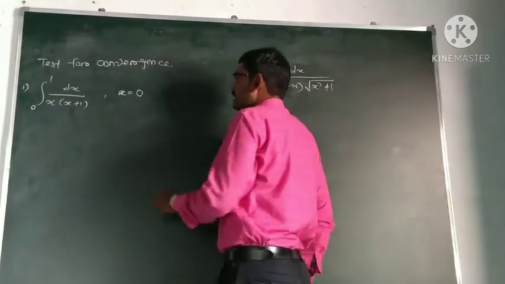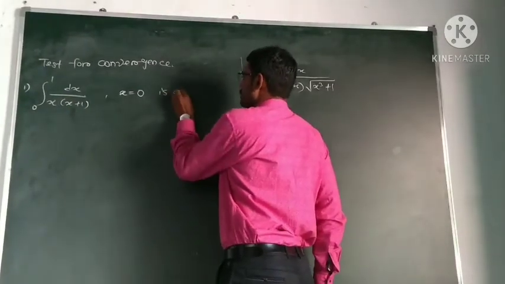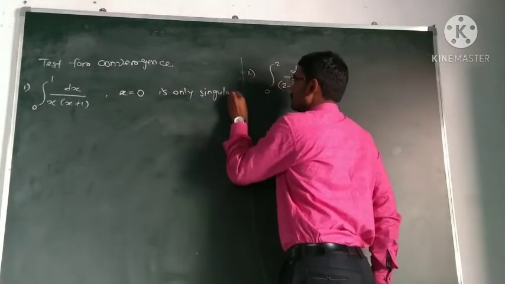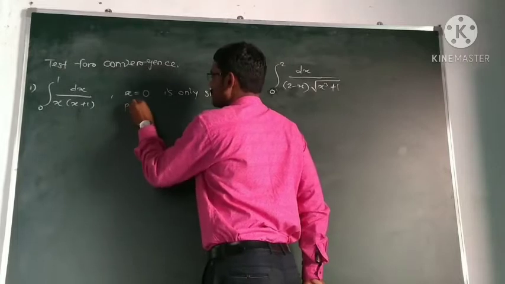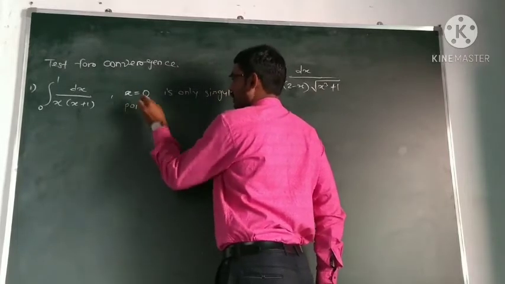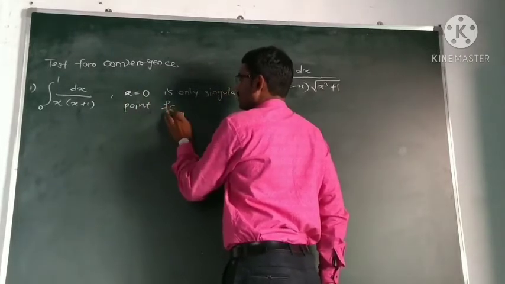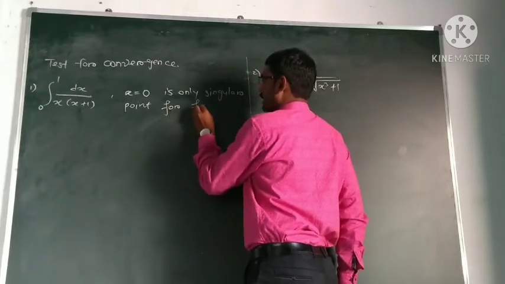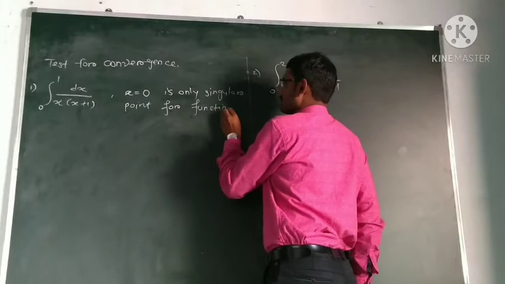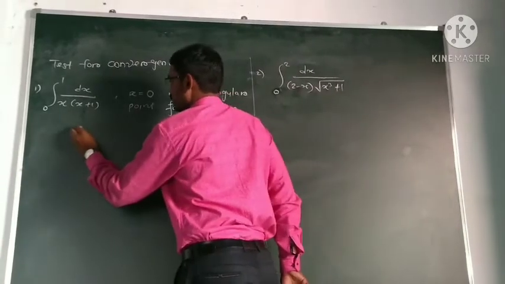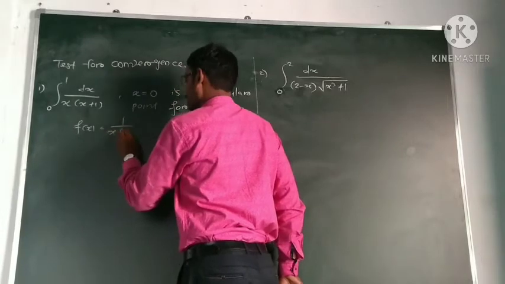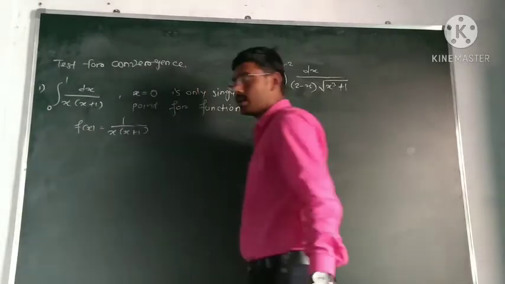So x equal to 0 is the only singular point for our function, or integrand, f of x, which is equal to 1 upon x into (x plus 1).